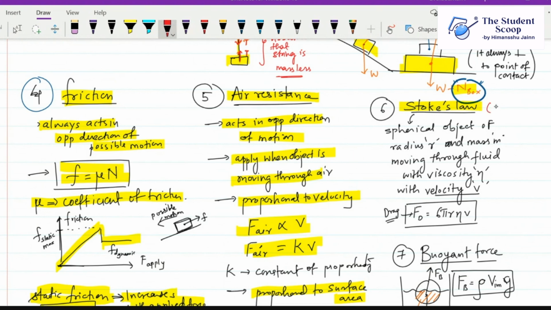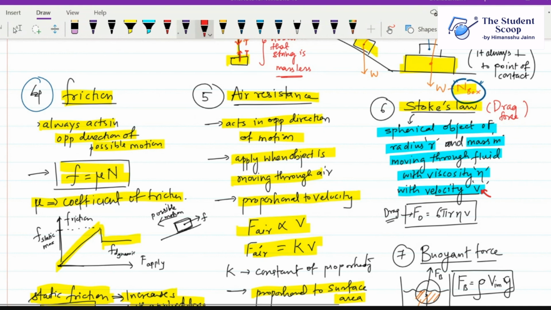Okay. Then another kind of resistive force is the Stokes law, the Stokes force, the drag force. Drag force comes in different kinds like friction, aeration, all the different kinds of drag force. But in Stokes law, we are going to learn specifically about a spherical object of radius r and mass m that is moving through a fluid which has a viscosity of eta with velocity v. Now this velocity in most of the cases is terminal velocity. So we need to be aware of that part as well.